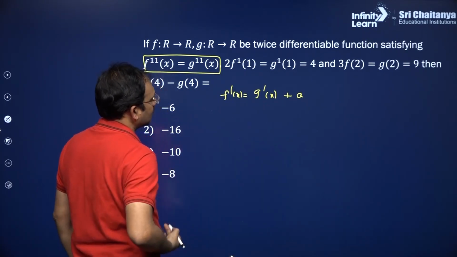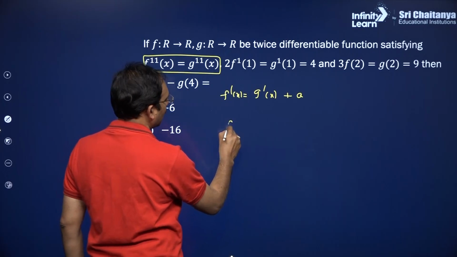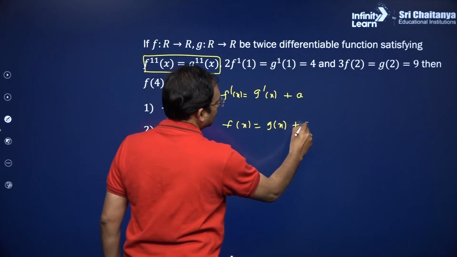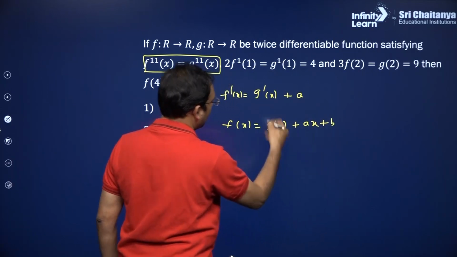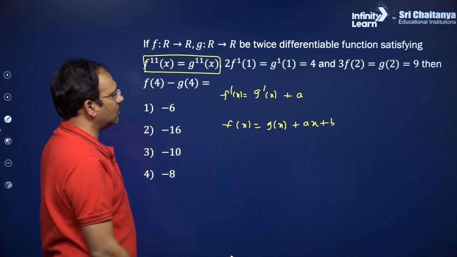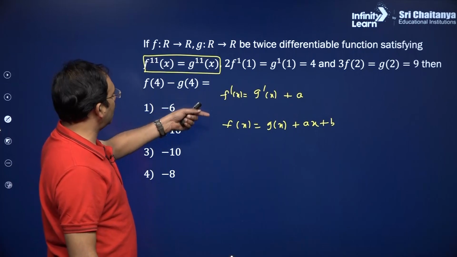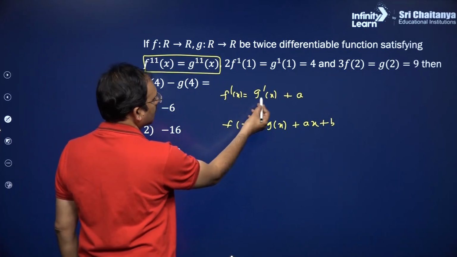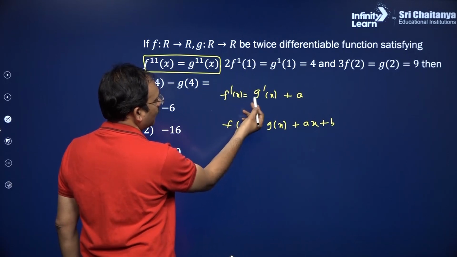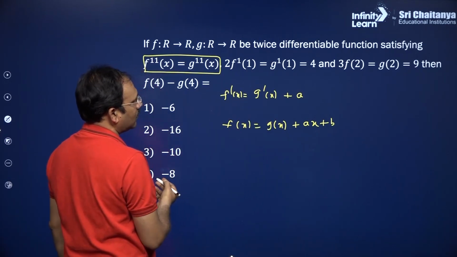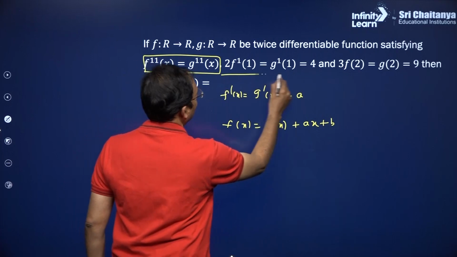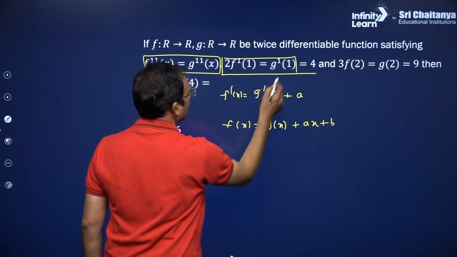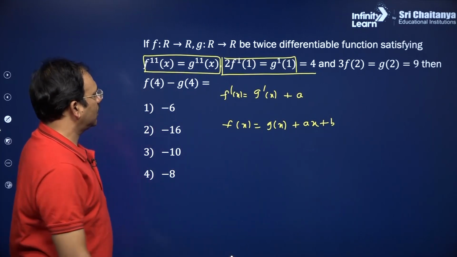Now, my dear friends, you can also write f of x is equal to g of x plus ax plus b. If you want to take derivative, f dash x is equal to g dash x plus a, whose derivative is f double dash x is equal to g double dash x. Now, friends, if you put x is equal to 1, f dash of 1 minus g dash of 1 is a.